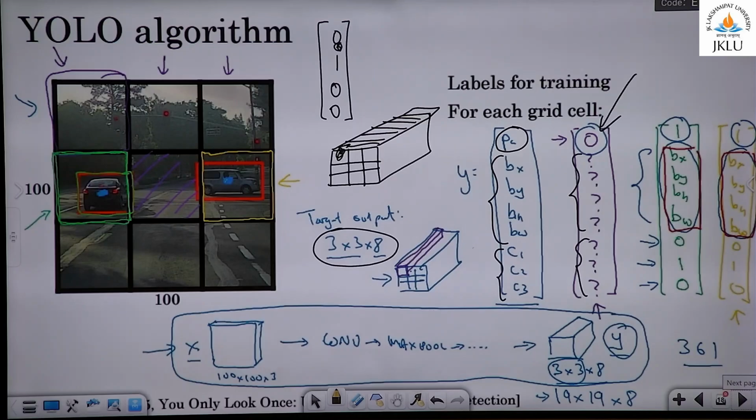Is 3 cross 3 cross 8 okay with everyone? Yes. Okay. Anybody who has a question there?